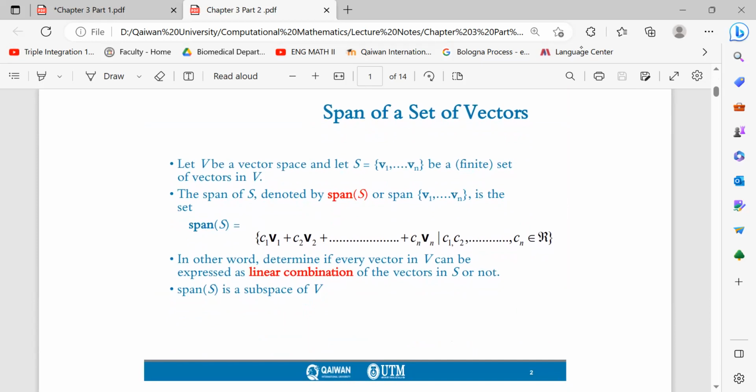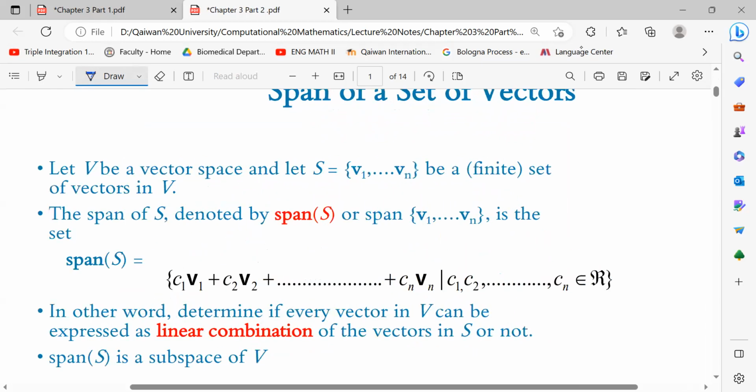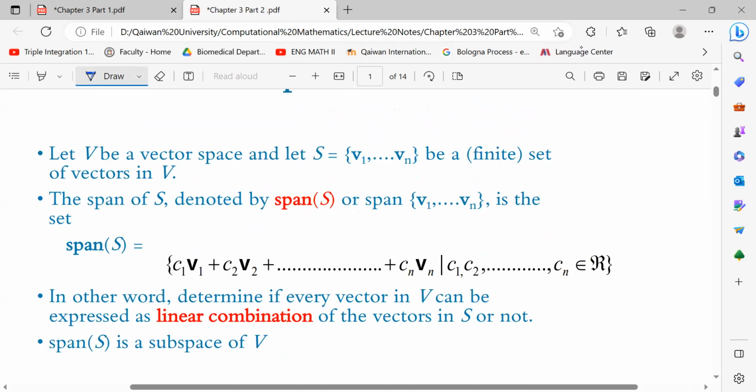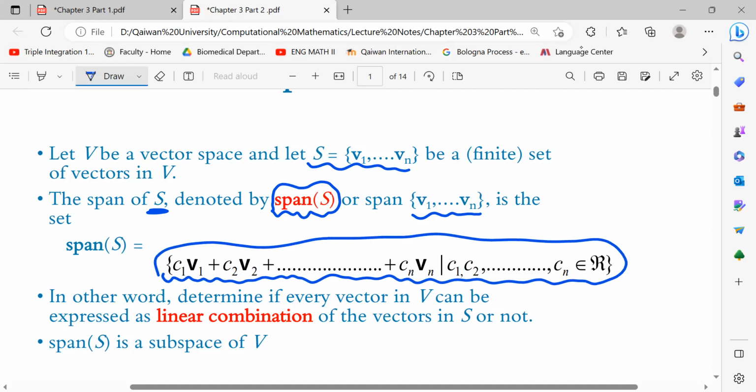Here for the span of vectors, we say let V be a vector space and S be a finite set of vectors in V. Here S is a finite number of vectors in V. We say the span of S, denoted by span S, or span of the vectors in S, is the set of all linear combinations C1 V1 plus C2 V2 up to Cn Vn.